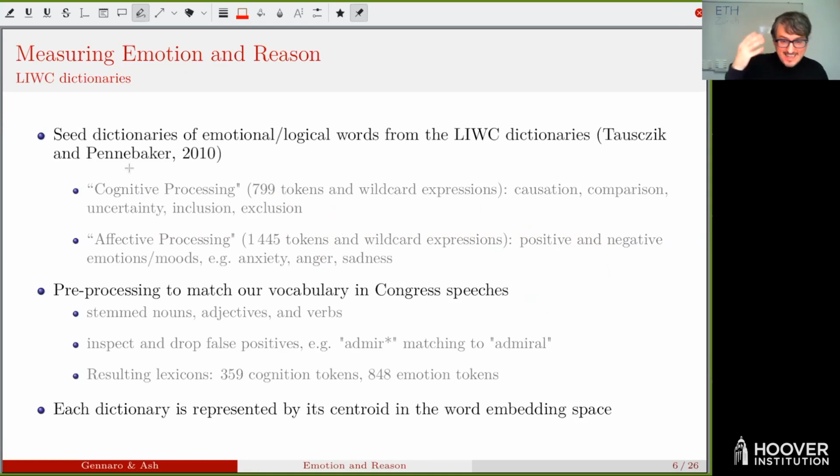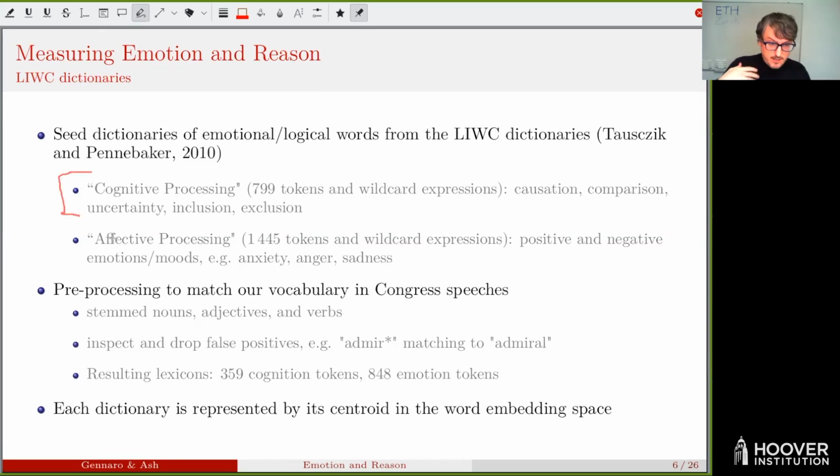So in order to find that dimension in the space, we start off with a list of words, a lexicon from the LIWC project, which is built and validated by linguistic psychologists, where they have these nice lists of words for cognitive processing. This corresponds to reason in our case, such as causation, comparison, uncertainty, inclusion, exclusion, and then affective processing, which is emotion.